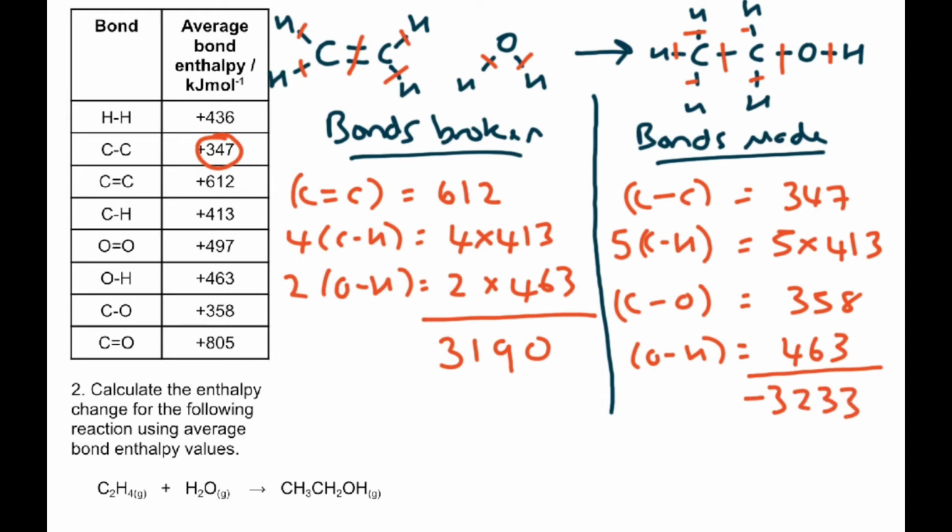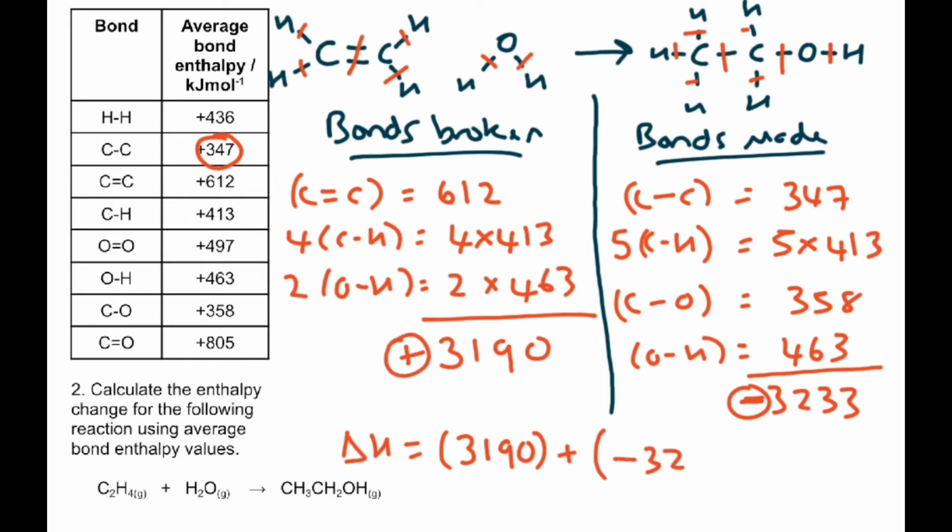And then your enthalpy change for this reaction is the bonds broken, and it's minus because bonds made, positive because bonds broken, and that should come to, on your calculator, minus 43 kilojoules per mole. Okay, so those 2 examples of bond enthalpy.